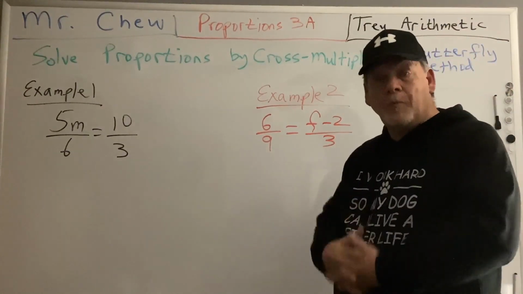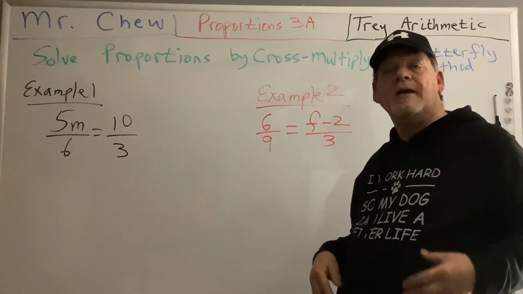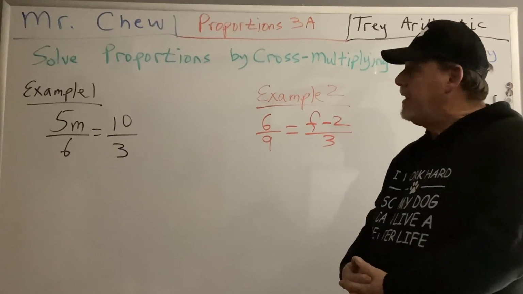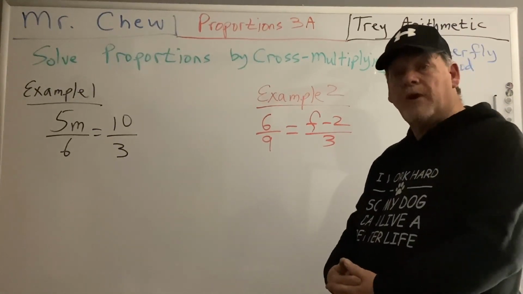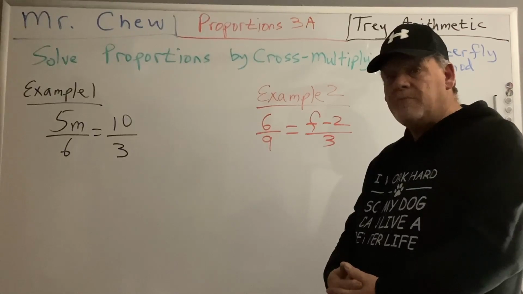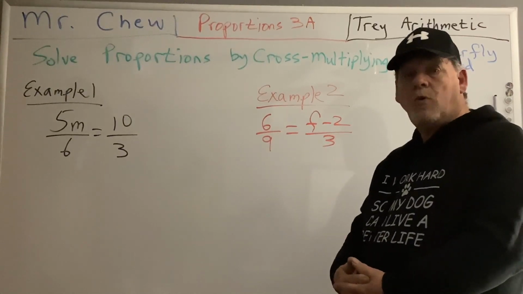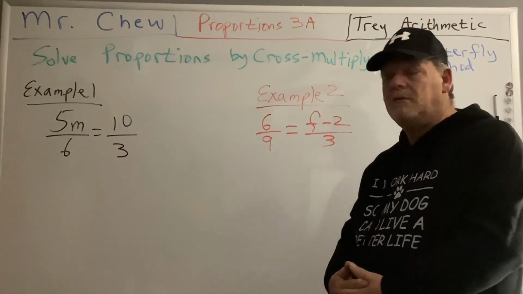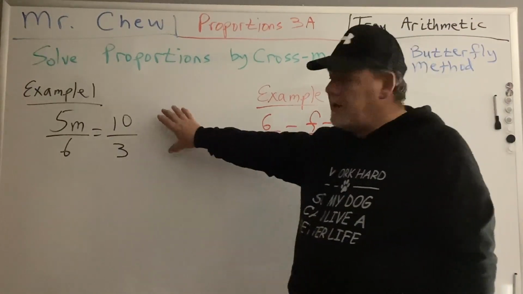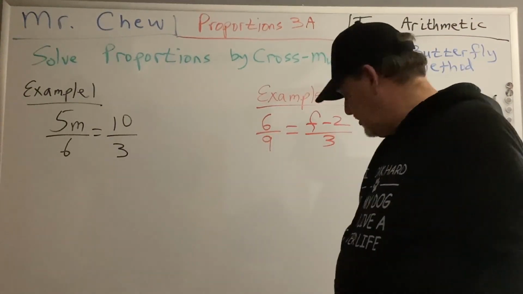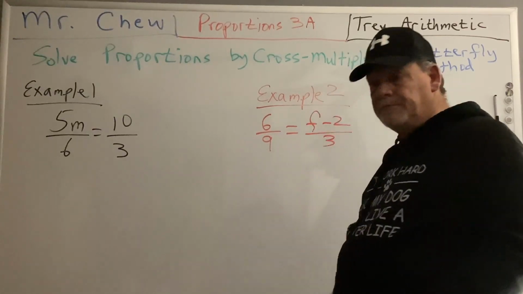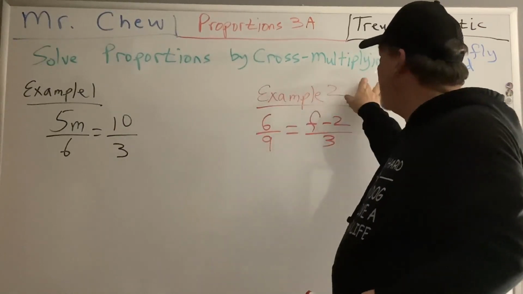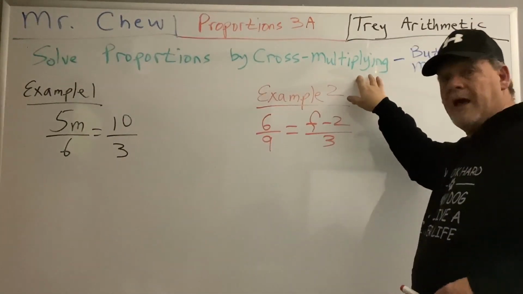Sometimes when you solve a proportion, you're going to get a pre-algebra or algebra equation that you have to solve, and you have to use your inverse operations to solve them. Sometimes you get a one-step equation to solve, sometimes you get a two-step, and sometimes you get a multi-step. So in example 1, this is going to give us a one-step equation. We're going to solve this by doing the cross product, which most people call cross multiplying.